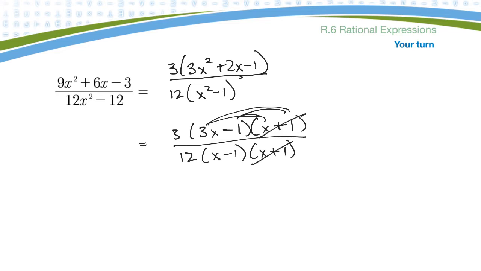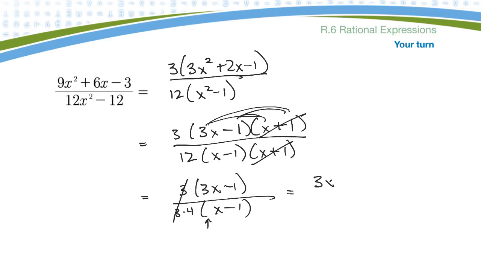Now 3 and 12 I can simplify. If that hurts just doing it right as is, write it like this. 3x minus 1 over 12 is the same thing as 3 times 4 times x minus 1. So the 3's are a common factor of 1, they go. The 3x minus 1 and the x minus 1, they look similar, but there's no 3 here, so you can't simplify that any further. So you would end saying 3x minus 1 over x minus 1.